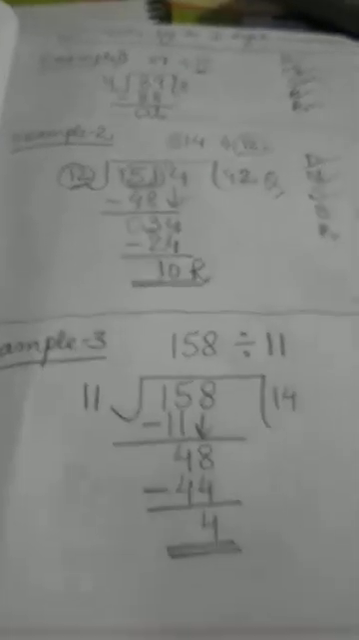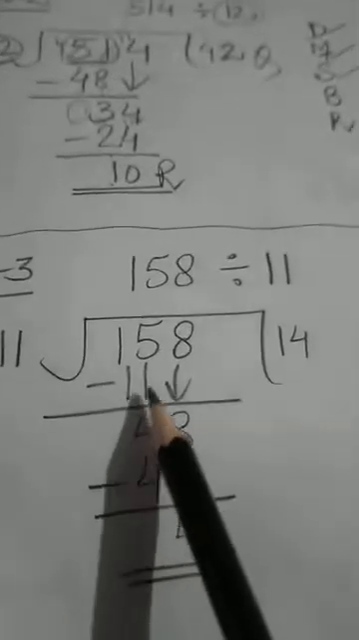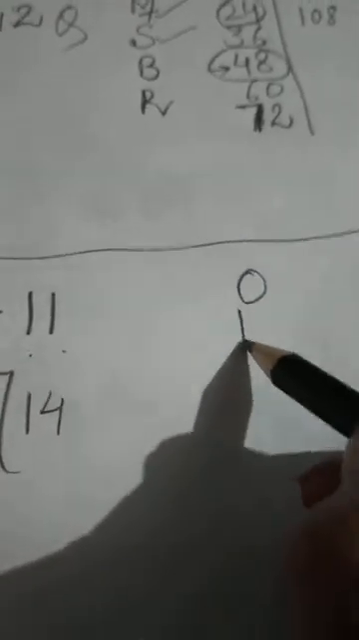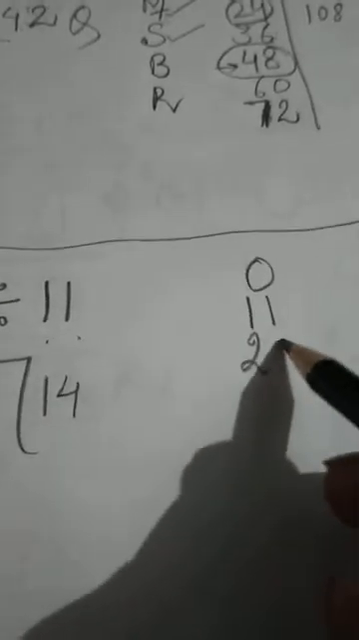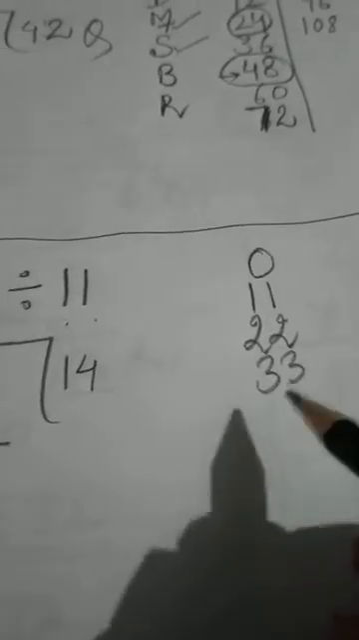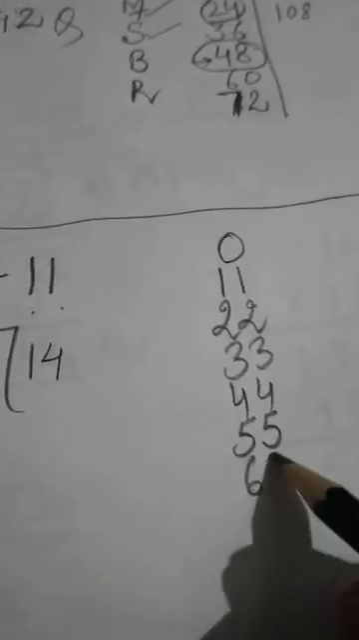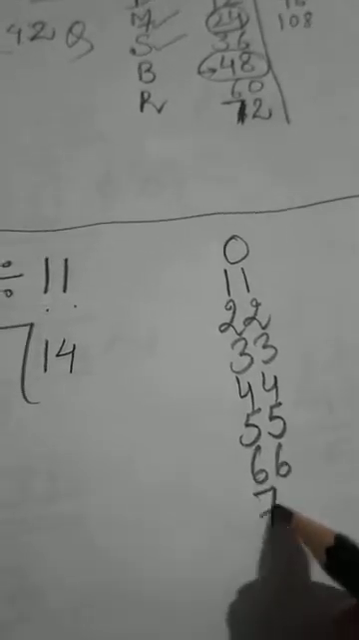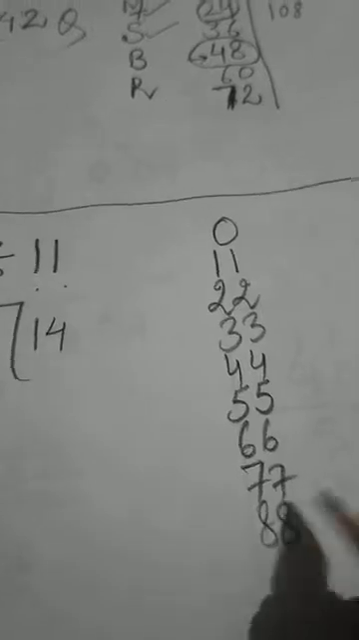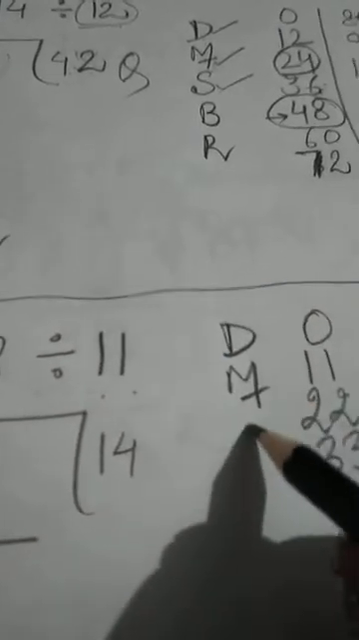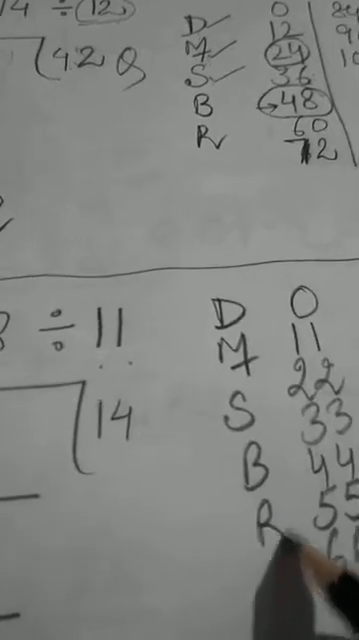Yes. Now see one more example relating to this, that is 158 divided by 11. Now firstly you must know the table of 11. 11 zeros are 0, 11 ones are 11, 11 twos are 22, 11 threes are 33, 11 fours are 44, 11 fives are 55, 11 sixes are 66, 11 sevens are 77, 11 eights are 88, 11 nines are 99. So here which steps we have to follow? Division, multiplication, subtraction, bring down and repeat.